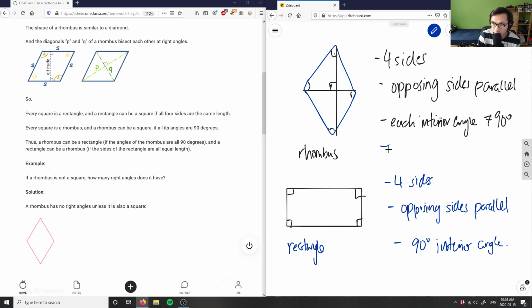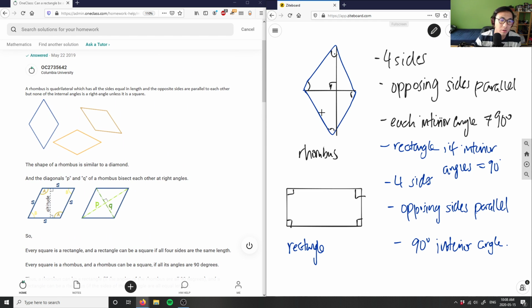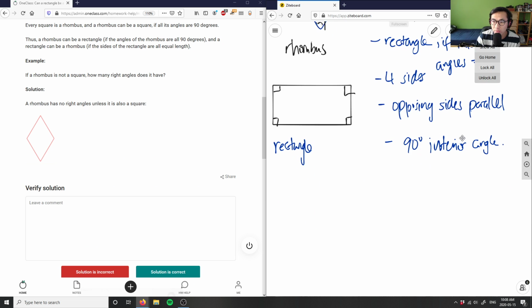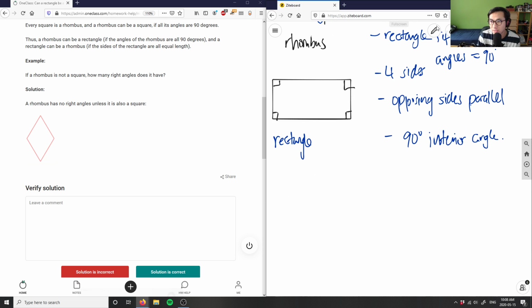So rhombus here, it can be a rectangle if the interior angles equal 90 degrees, and then it'll be a rectangle. And then the rectangle can be a rhombus if all my sides are equal length, right? So rhombus here, the sides here are of equal length here. So these guys are all equal, 1, 2, 3, and 4 here. Whereas this one is definitely not equal, right, for a rectangle. So a rectangle can be a rhombus only if the side lengths here are equal and not 90 degrees. Because if they're equal and 90 degrees, then it'll become simply a square, right?